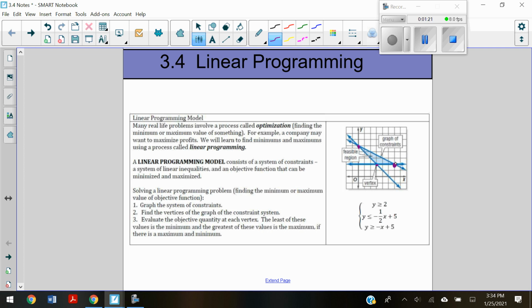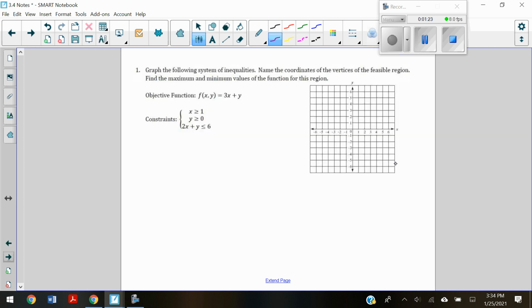So we're going to work on problems 1 and 2 in today's video. Really we're just going to practice graphing constraints, finding the vertices, and plugging them into the objective function. We're not going to throw them into real world situations until the second half of 3-4.